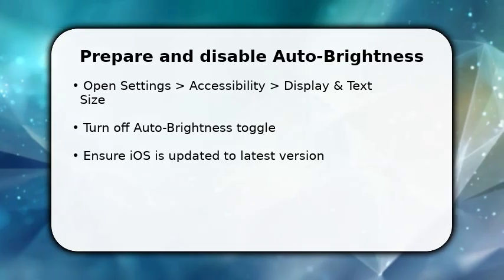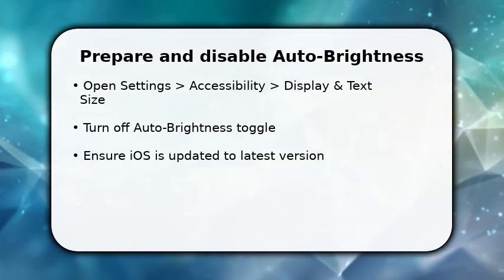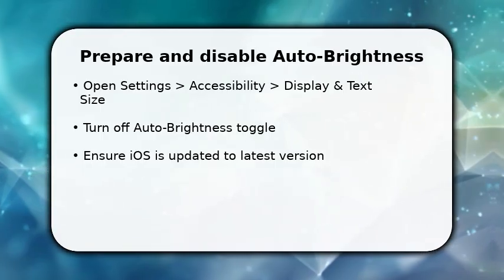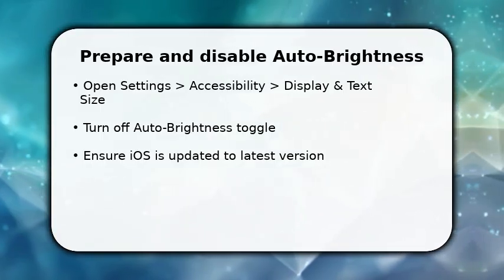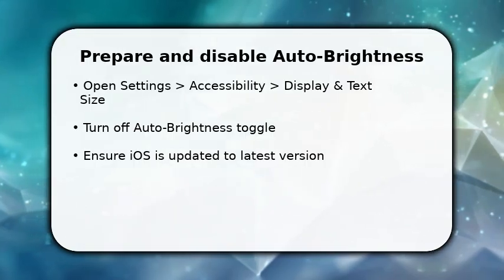You'll start by stopping iPhone automatic adjustments. Open Settings, go to Accessibility, then Display and Text Size, turn off Auto Brightness. Once done, make sure your device is on the latest iOS so options behave predictably.